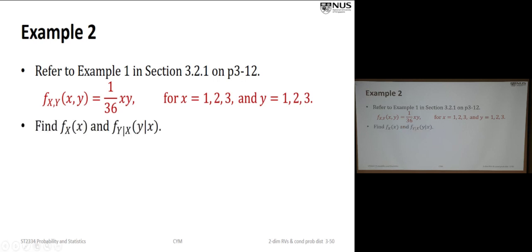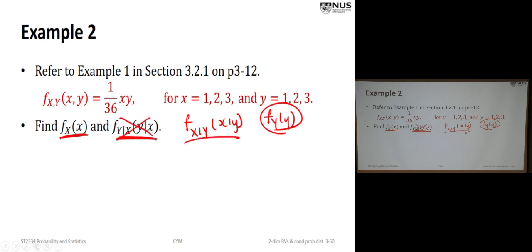Okay, so what we are asked to do is to find the marginal of x and the conditional of y given x. Now, if we are asked to find this and this, then that means implicitly you are asked to find this as well. This is part of this. But if I don't ask this one, and I ask this one, then this one is no use. It won't help you to find this one.